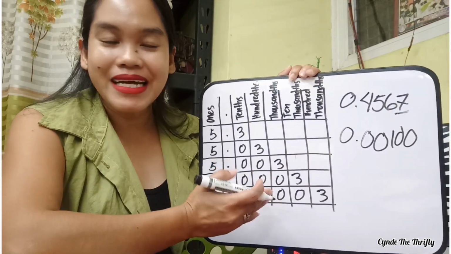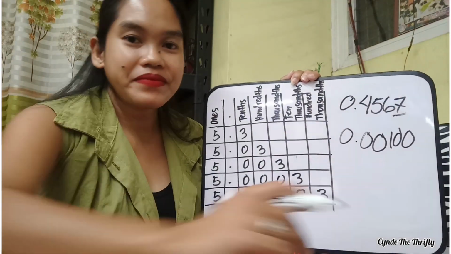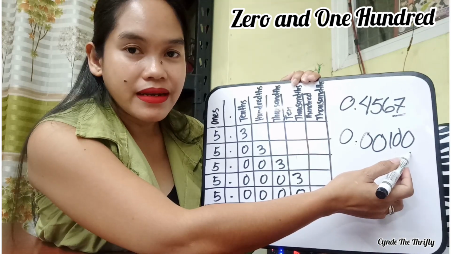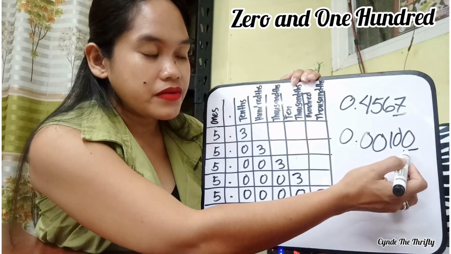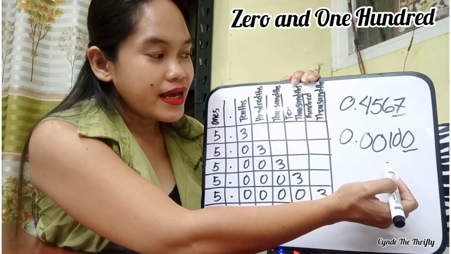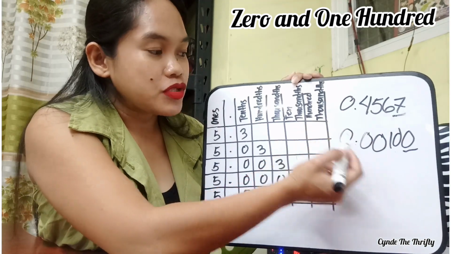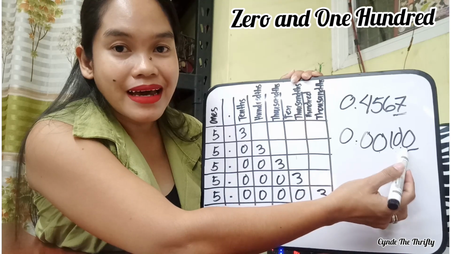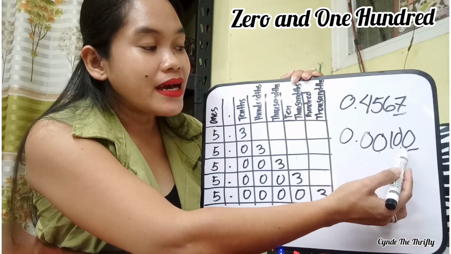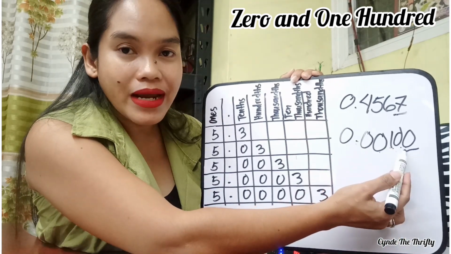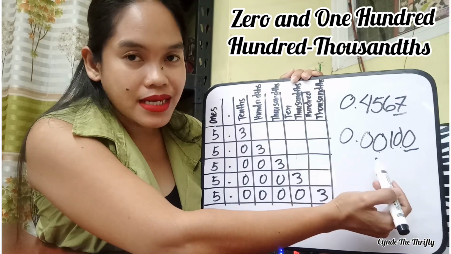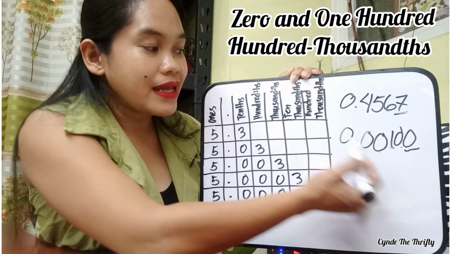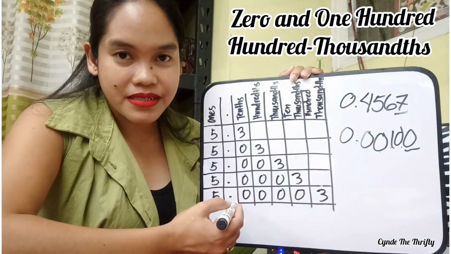Itong pangalawang example natin, paano siya basahin? So, 0 and 100. Ano yung last digit natin? 0. Ano yung place value ni 0? Nasa 100 thousandths. Kasi tenths, hundredths, thousandths, ten thousandths, and hundred thousandths. So, 0 and 100, 100 thousandths. Ganun ang pagbasa niya.